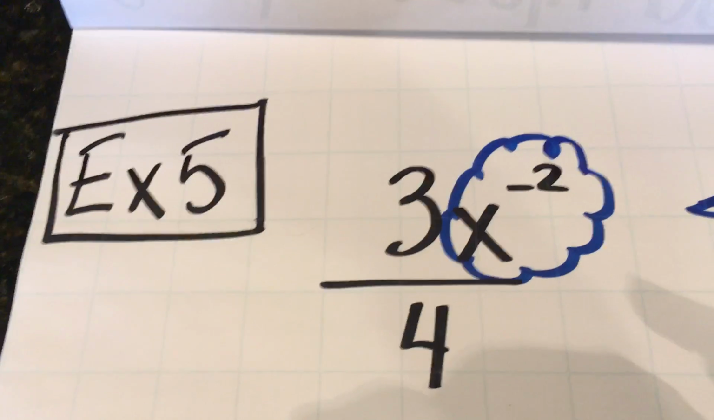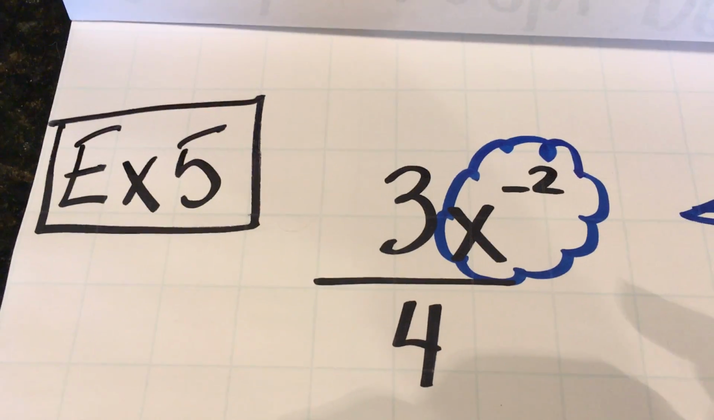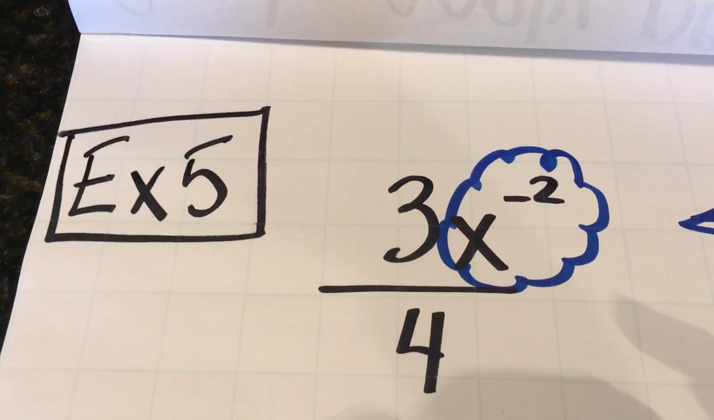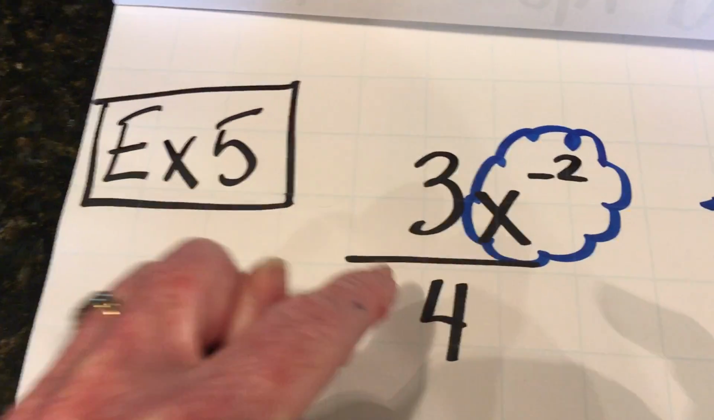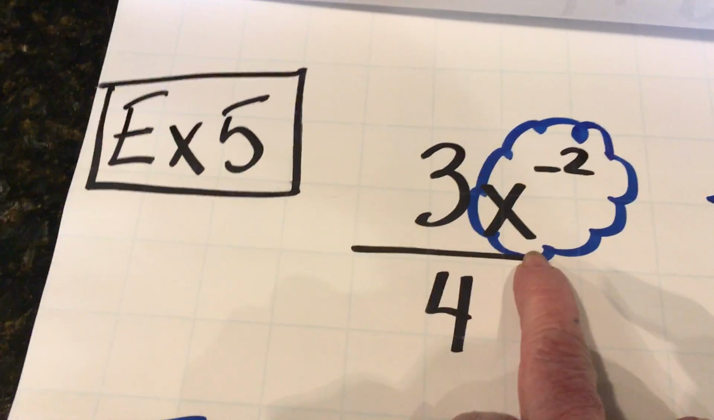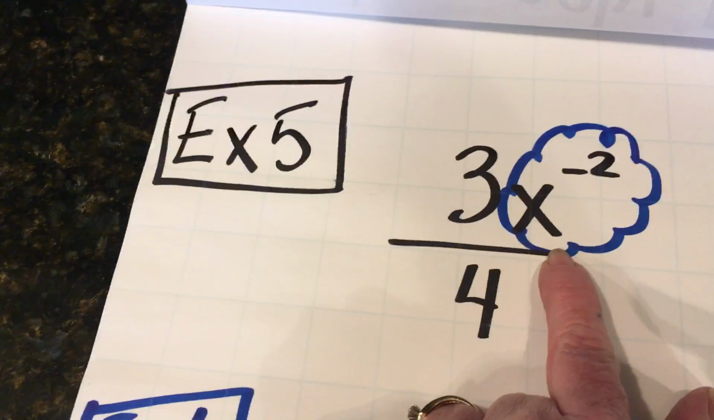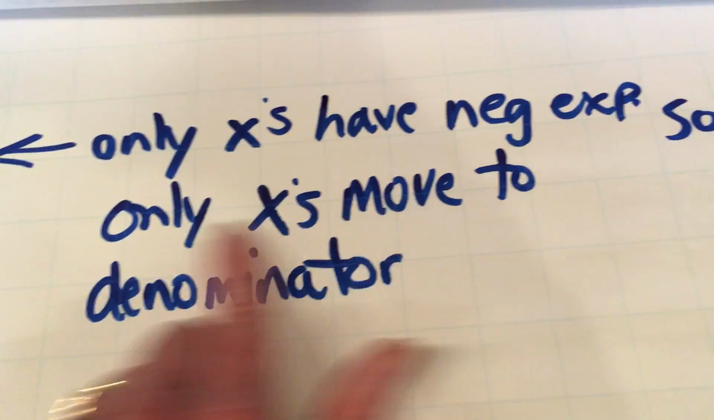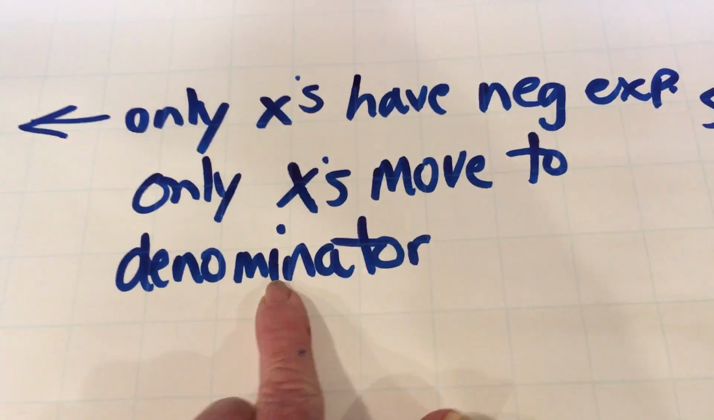Example number 5 says 3x to the negative 2 divided by 4. And again, you see I've put a bubble around the x to the negative 2. The 3 wants to stay where it's at. The 4 is happy where it's at. The only thing that's not happy is the x to the negative 2. So only the x's have a negative exponent, so only the x's move to the denominator.